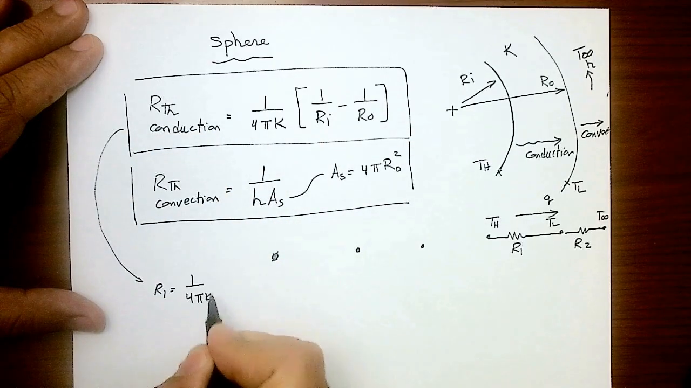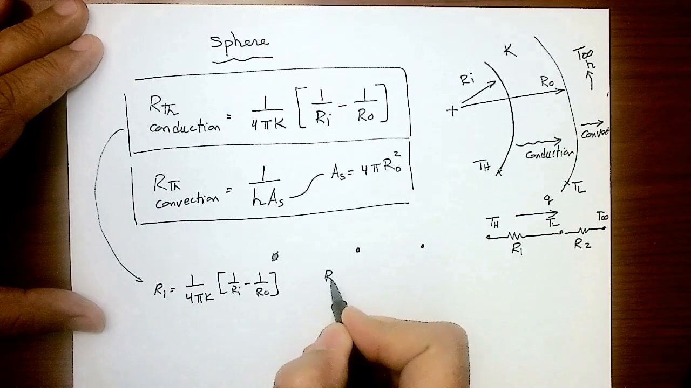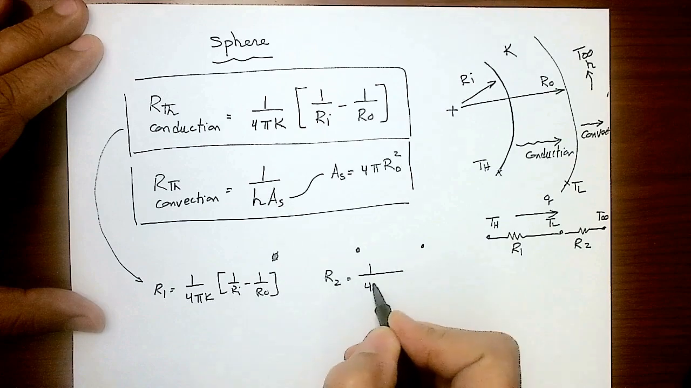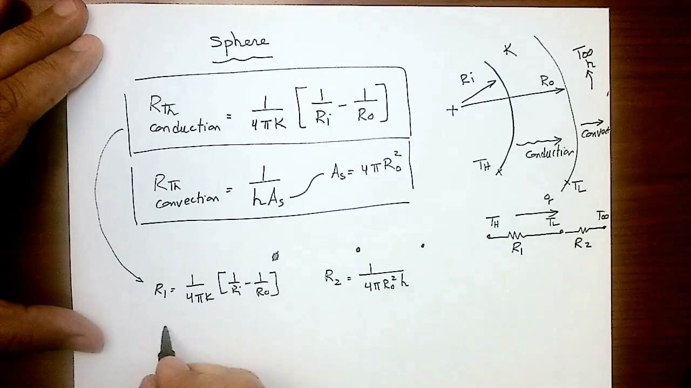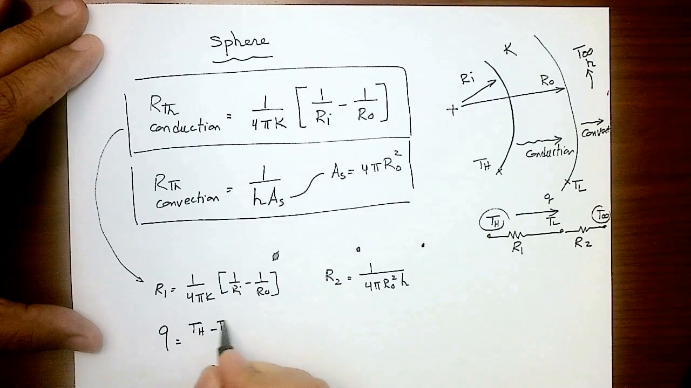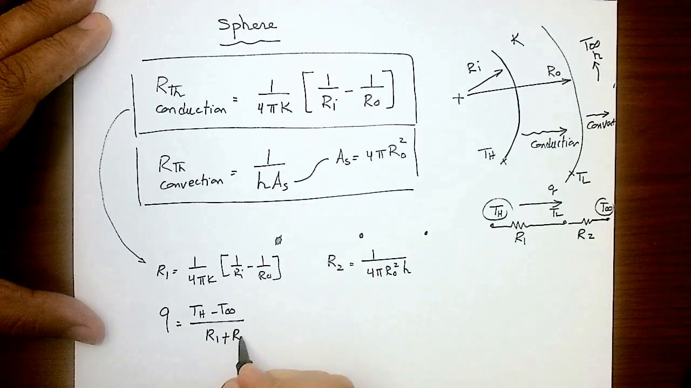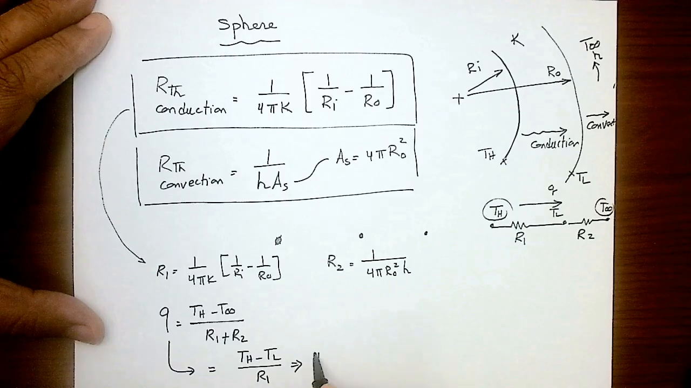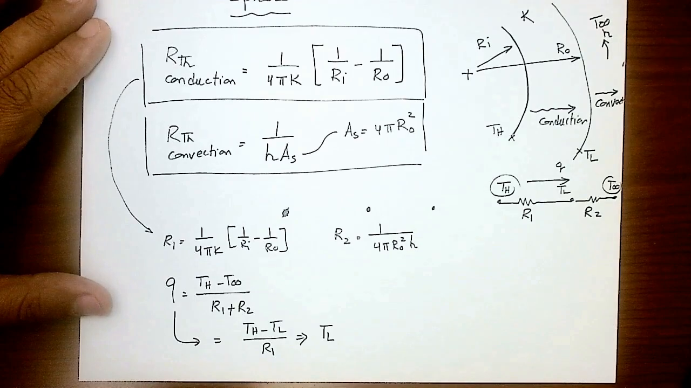1/4 pi K, 1/Ri minus 1/R out. And R convection R2, 1/4 pi R out square H. Then you want to calculate Q. I'm going to give you this temperature and this temperature. So it will be TH minus T infinity divided by R1 plus R2. Then you take the same Q and say that's equal to TH minus TL divided by R1. This will give you the interface temperature TL. Very simple. Very simple. Okay.